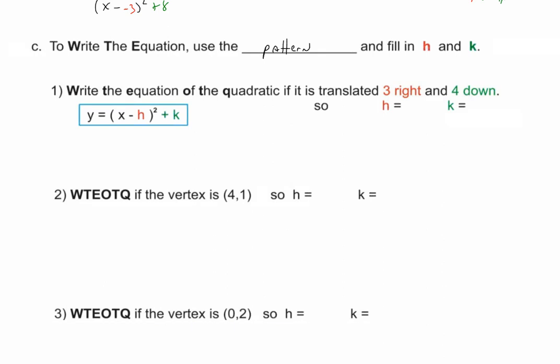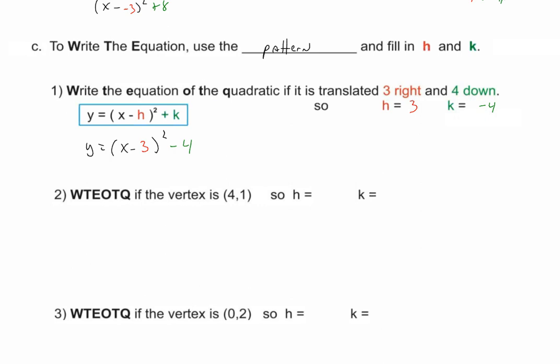All right, so here's what we're given the first time. Write the equation of the quadratic. So it had to tell us that, right? If it is translated 3 right and 4 down. All right, 3 right is a positive 3, right? And 4 down is a negative 4. Now we take our pattern, and where h is, we put in h, which is a 3. And where k is, we put in k, which is a negative 4. And that's it. We've written the equation of the quadratic that's translated 3 right and 4 down.